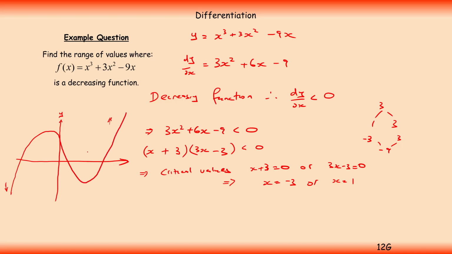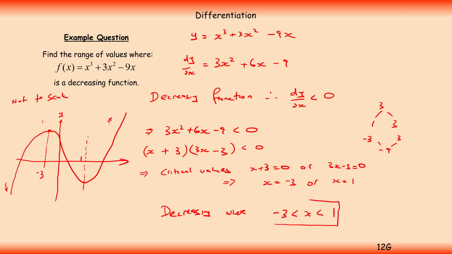If you're unsure, have a look back at your notes. So we've got minus 3, my curve isn't at the right value there, but imagine it's not to scale. And here we're starting with minus 3. And here is going to be 1. So scale's gone to pot there. But between minus 3 and 1 is a decreasing function, and the gradient is less than 0. So it's over that interval, where minus 3 is less than x, which is less than 1. So that's the range for our decreasing function.